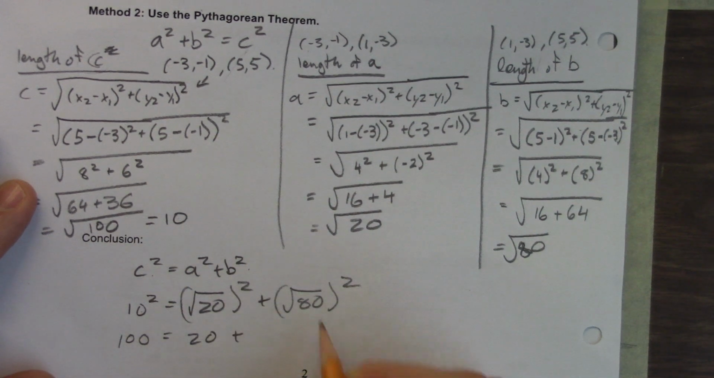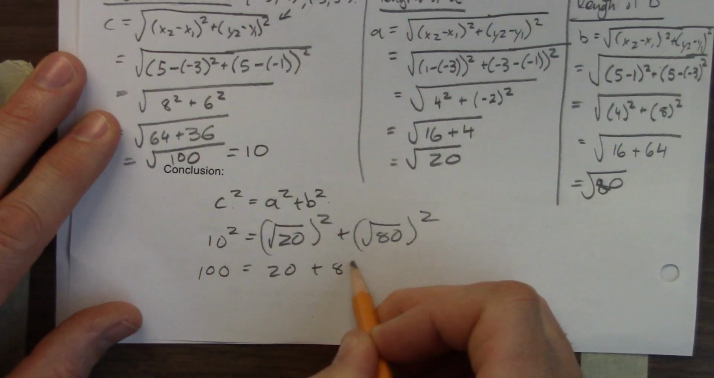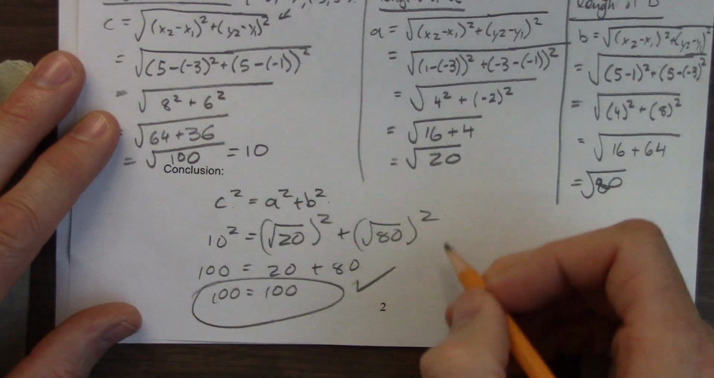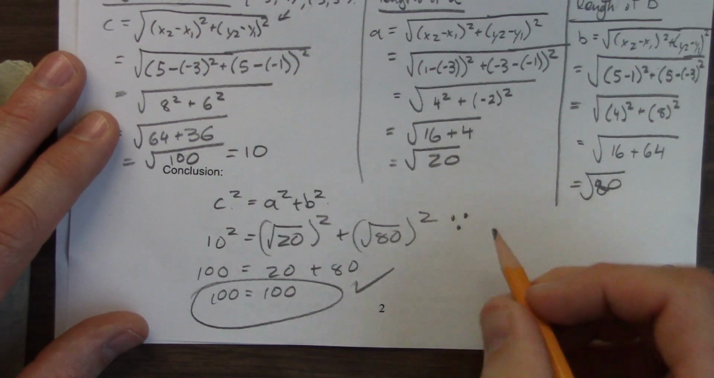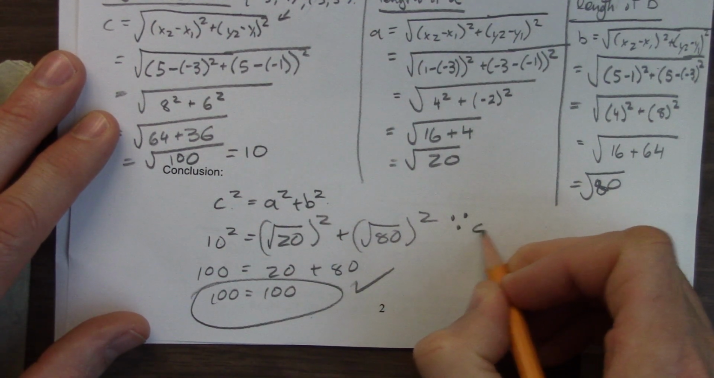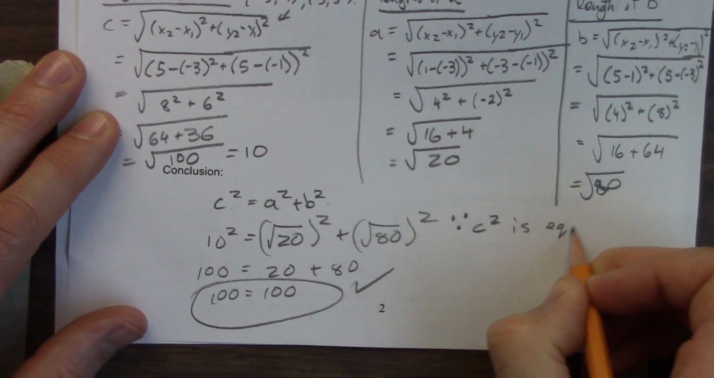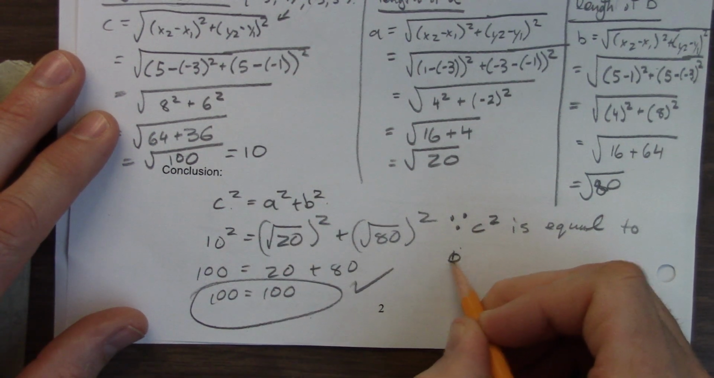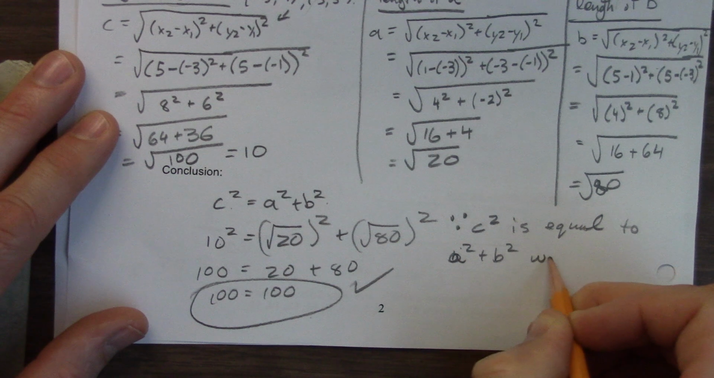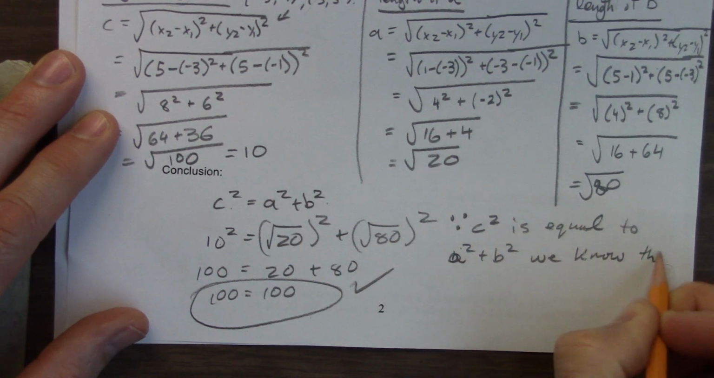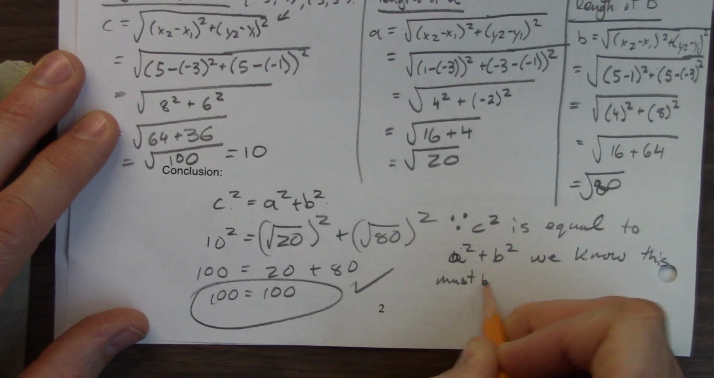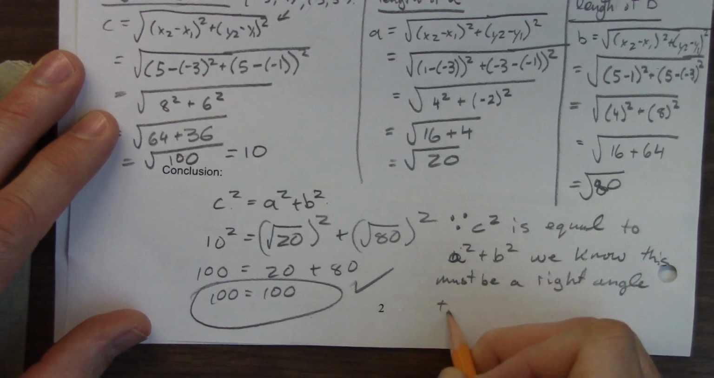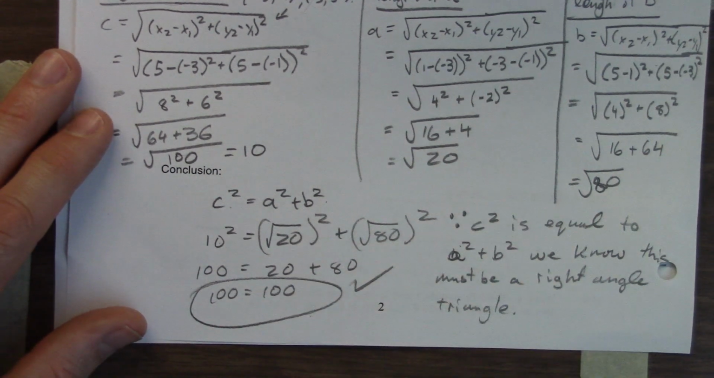20, and root 80 squared is 80. Okay, so since c squared is equal to, or sorry, a squared plus b squared, we know this must be a right angle triangle. Any questions there?